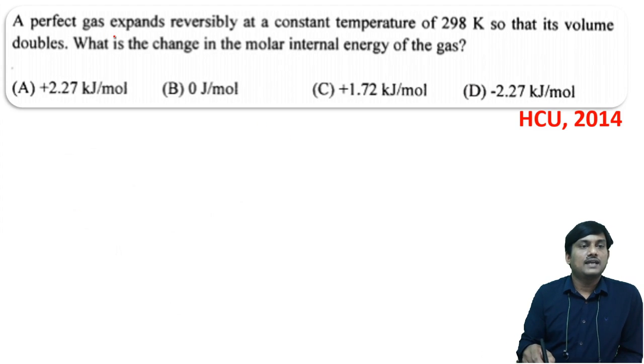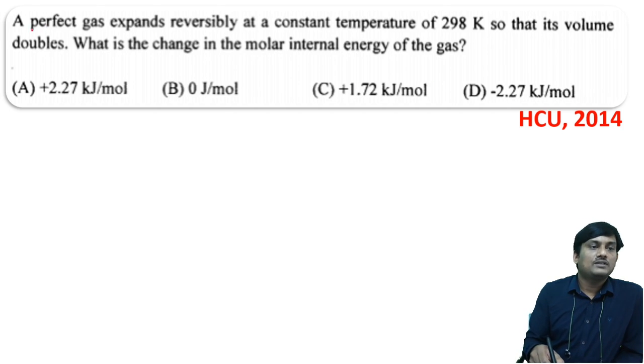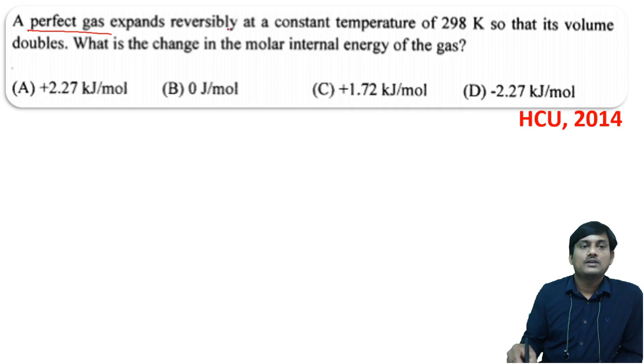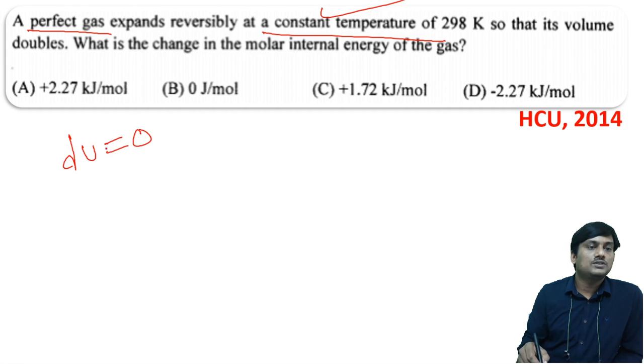A perfect gas expands reversibly at a constant temperature of 298 Kelvin so that its volume doubles. What is the change in the molar internal energy of the gas? It's a perfect ideal gas, reversibly at a constant temperature. At constant temperature, the change in internal energy is equal to 0.